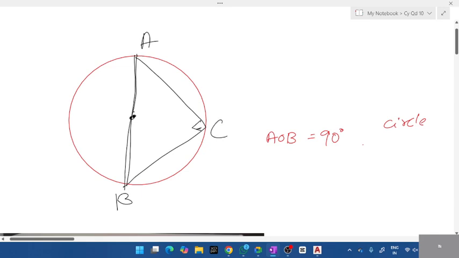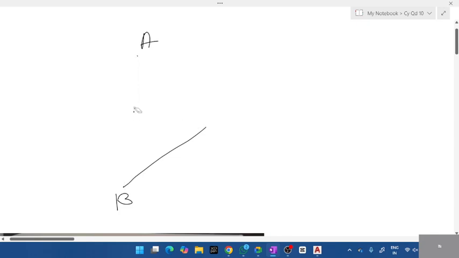Angle C will be, what is angle ACB, students? ACB is equal to 90 degree. Angle formed on the semicircle. This is the third theorem. Joanna, did you understand all three theorems?